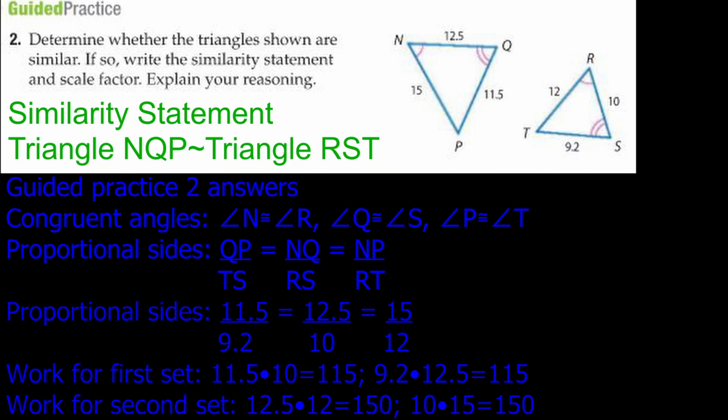And then on the right side, R, then S, then T, because that's the order they're listed where it says congruent angles. So we have to do it that way. If you don't do it that way, then you're wrong.